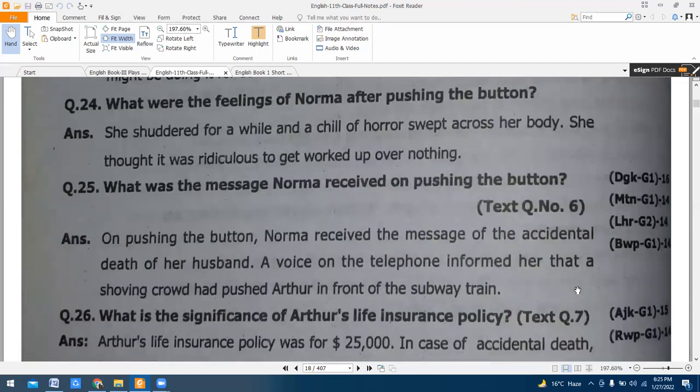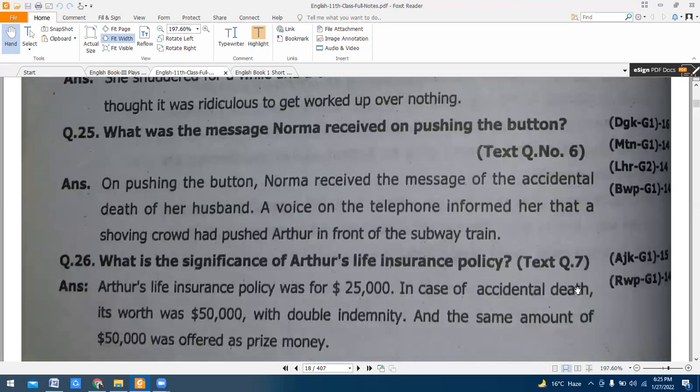Question number 25, short question. What was the message Norma received on pushing the button? On pushing the button, Norma received the message of the accidental death of her husband. A voice on the telephone informed her that a shoving crowd had pushed Arthur in front of the subway train.